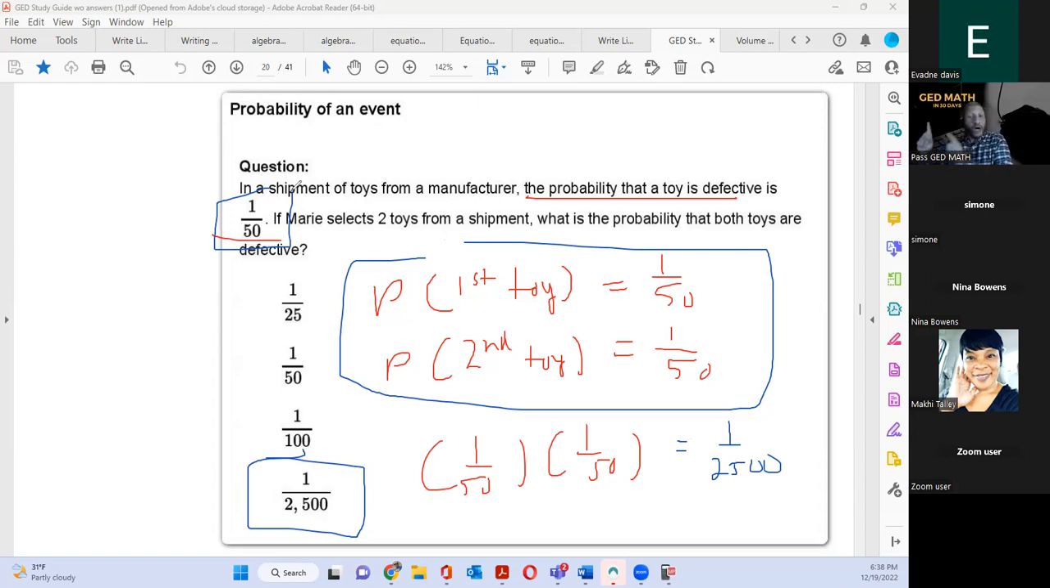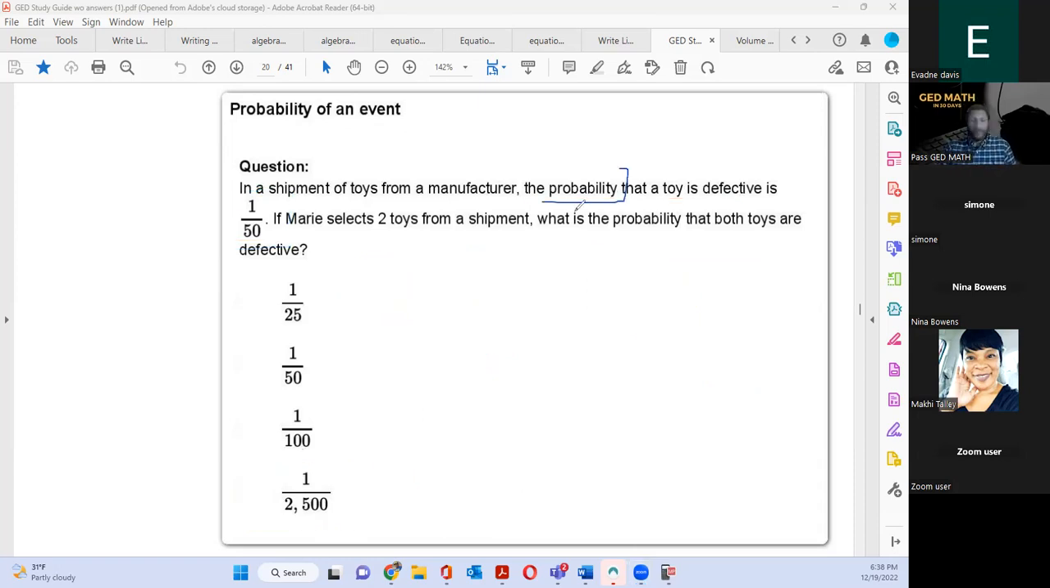If you understood what they wanted, this problem should take you less than a minute. But what happens is they give you all this information and it's like, oh my goodness, what do I do? Key thing as you're looking at it: first of all, they give you the word probability. They already tell you it's a probability problem. So the first thing you're thinking is, is this simple or compound probability? How many things are happening? I'm picking 2 toys. That's compound probability. So I need the probability of picking the first toy and the probability of picking the second toy. They gave it to us. Then we multiply them together, we get 1/2500.